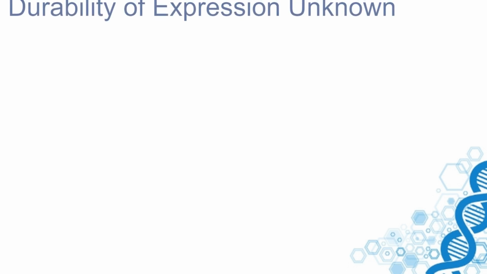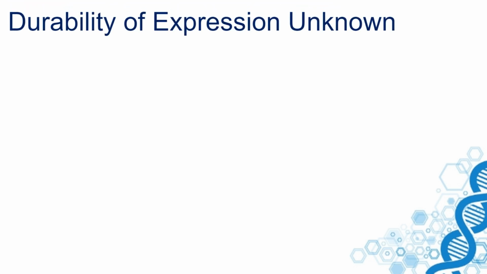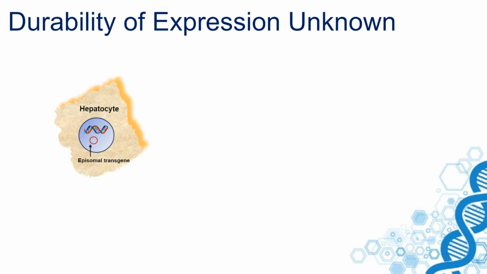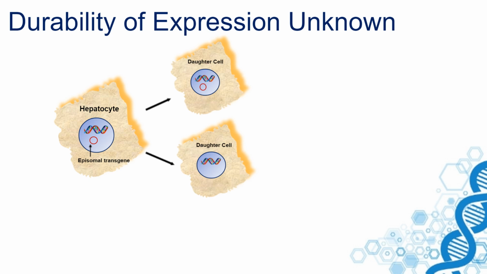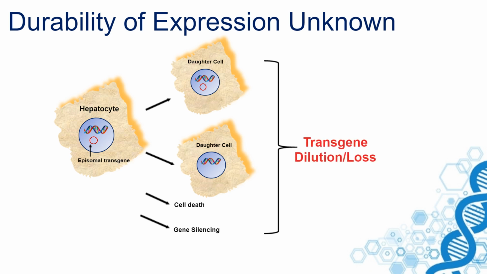An additional outstanding question in the field relates to durability of expression. So if you have your transduced hepatocyte, there are theoretically multiple fates of this transduced hepatocyte, including cellular division, in which, in the best case scenario, only half of the daughter cells would maintain your episomal transgene. And then similarly, the hepatocyte could undergo cellular death, or your episomal transgene could undergo gene silencing, and all of this would result in effectively the same outcome, which would be transgene dilution or loss.